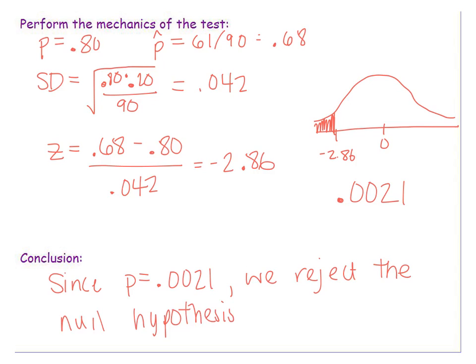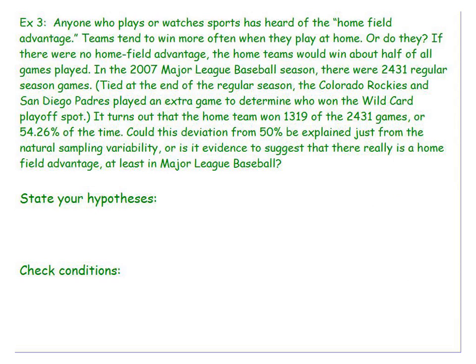And so let's look at another example. Anyone who plays or watches sports has heard of the home field advantage. Teams tend to win more often when they play at home. Or do they? If there were no home field advantage, the home teams would win about half of all games played. In the 2007 Major League Baseball season, there were 2,431 regular season games. Tied at the end of the regular season, the Colorado Rockies and San Diego Padres played an extra game to determine who won the wild card playoff spot.